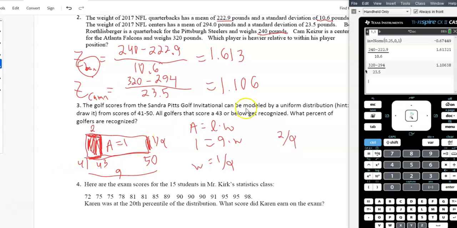If you want to get that as a decimal, you would need your calculator and you just type in 2 divided by 9, put a decimal point or control enter, and you get 0.222 repeating. What percent? 22.2%.